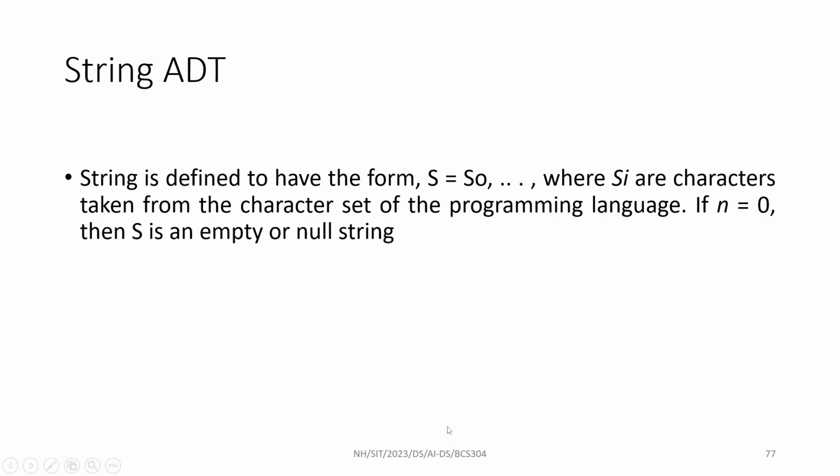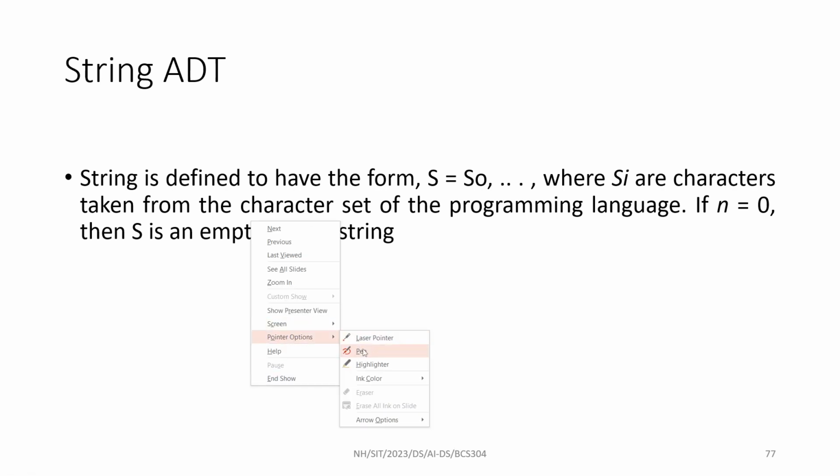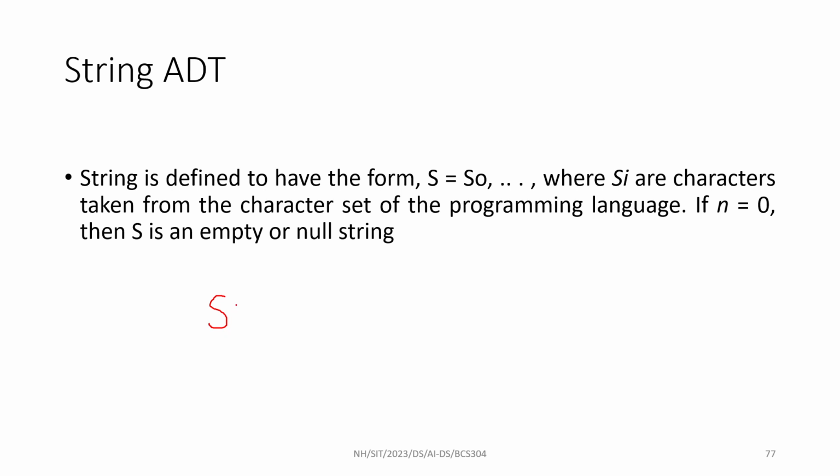A string is defined to have the form s equal to s naught till s n, a sequence of n characters. In this way, we can represent a string. Suppose S1 is a string, and in many languages you use double quotes to enclose a string. So it consists of n characters. A is the first character, B is the second character, C is the third character, and this is the last. There are three characters here. Usually, in the case of C, a string has a null character at the end. The length of the string is 3 because there are three characters.